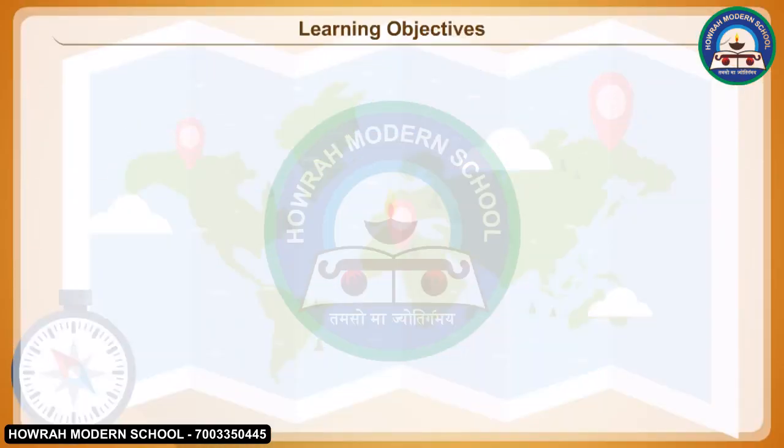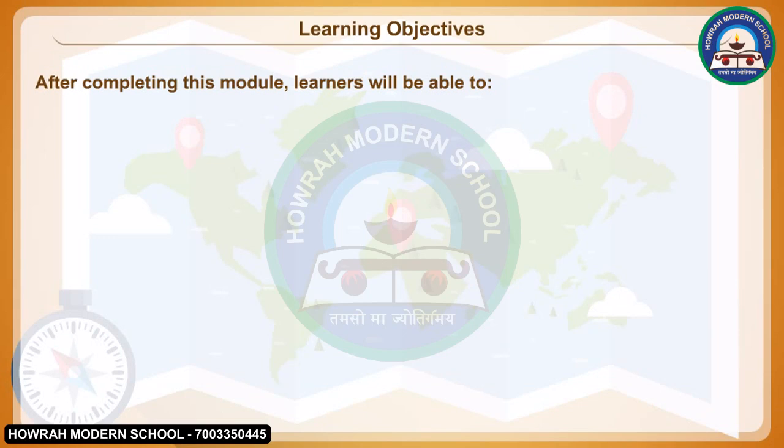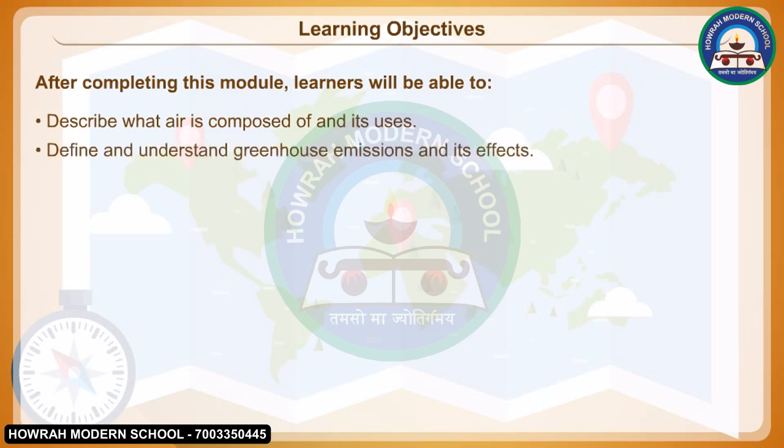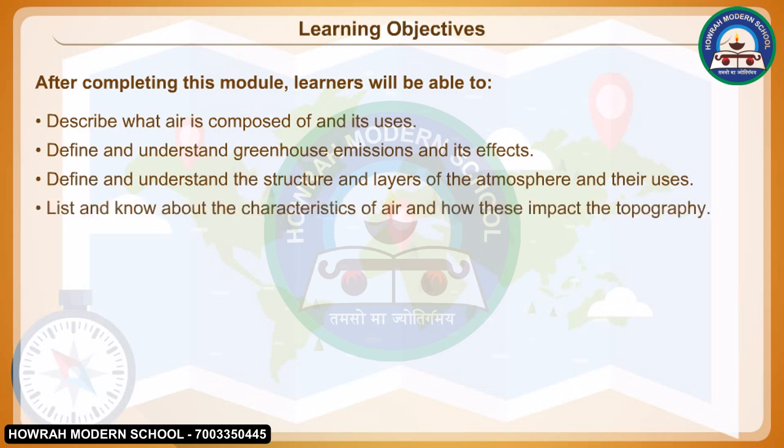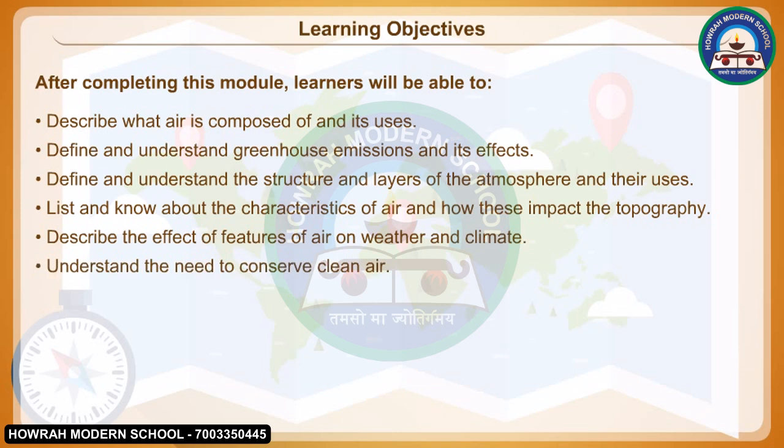Learning objectives. After completing this module, learners will be able to describe what air is composed of and its uses, define and understand greenhouse emissions and its effects, define and understand the structure and layers of the atmosphere and their uses, list and know about the characteristics of air and how these impact the topography. Describe the effect of features of air on weather and climate. Understand the need to conserve clean air.